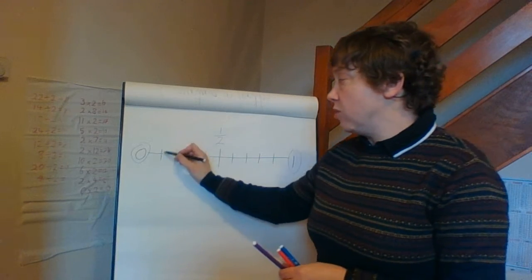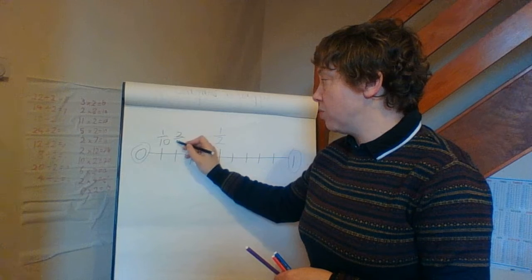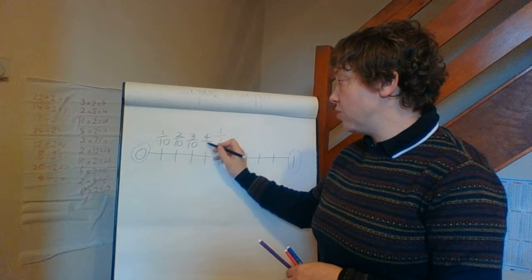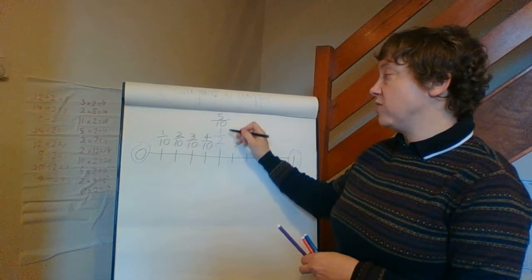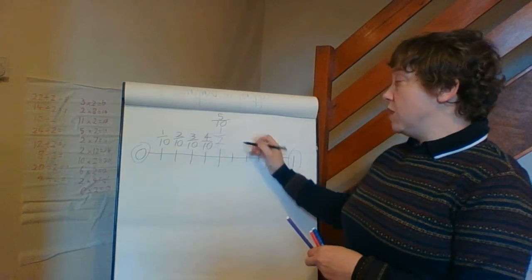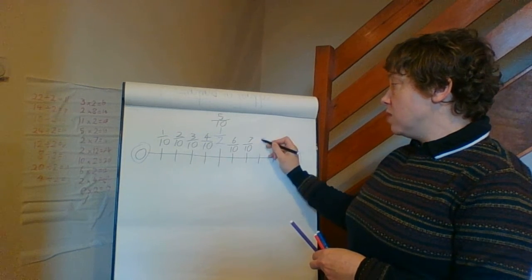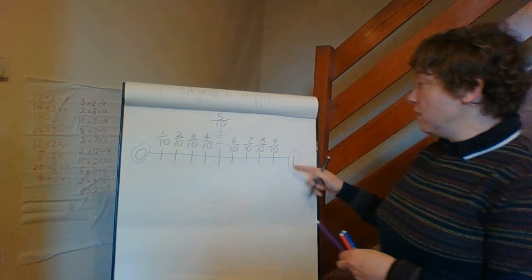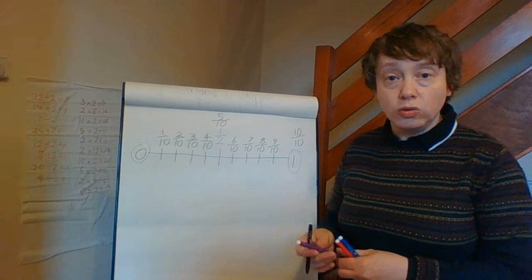Let's see. So if I was counting in tenths, that'd be 1/10, 2/10, 3/10, 4/10, 5/10. 5 out of 10, 5/10 is the same as a half. And then it would be 6/10, 7/10, 8/10, 9/10, and then 10/10, which is the same as one whole one, okay?